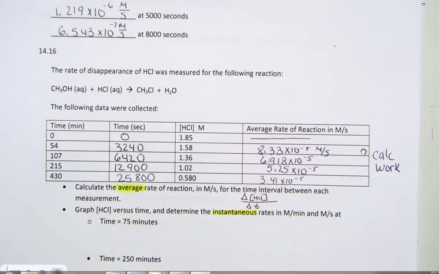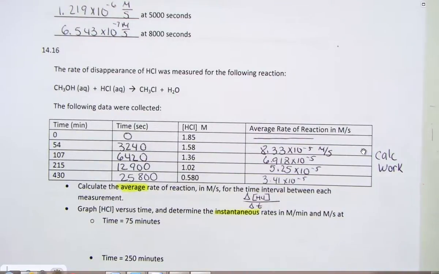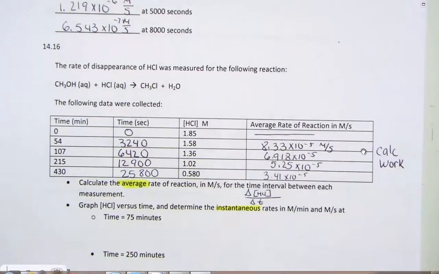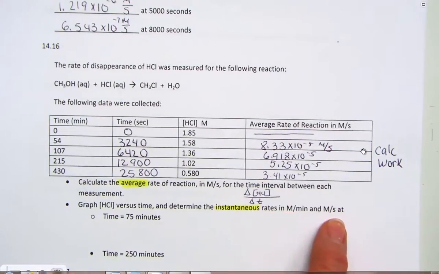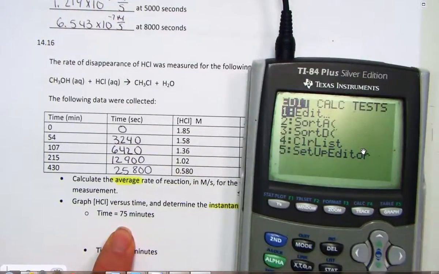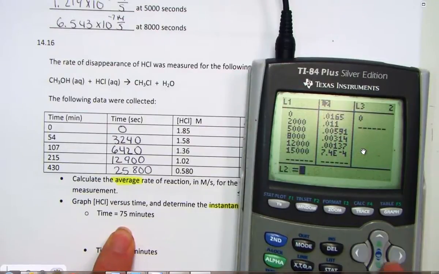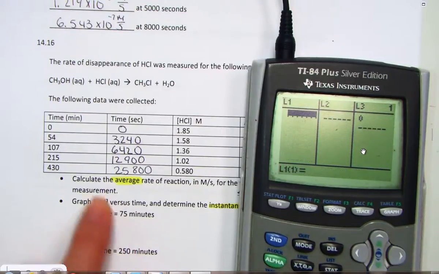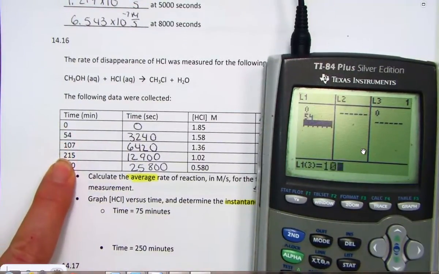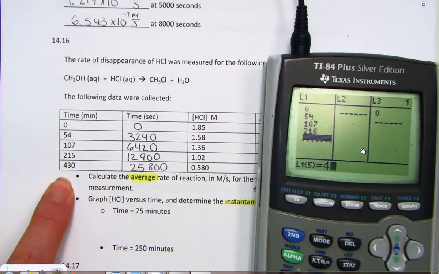The instantaneous rate, I really encourage you to just practice the steps so you get fluid with them. I know it's a long step, but you get faster and faster each time you do it. So we're going to be asked to calculate both in molarity per minute and molarity per second. So we'll have two different lists we're going to generate. So let's go back into our lists, clean them out. There we go. And I'm going to type in time in minutes first. So 0, 54, 107, 215, 430.